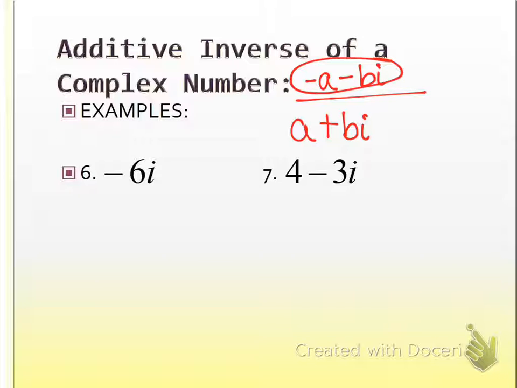So with that in mind, can anybody tell me what they think the additive inverse for negative 6i is? Jacob? Positive 6i. Very good. And what about 4 minus 3i?